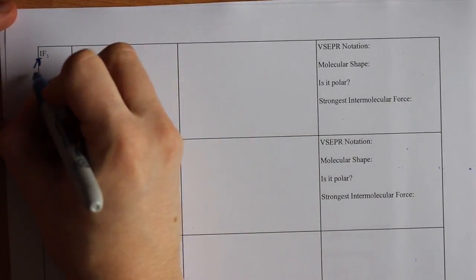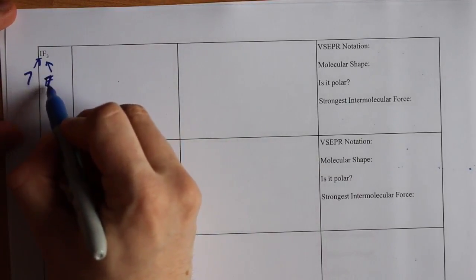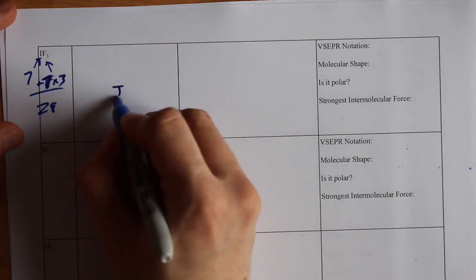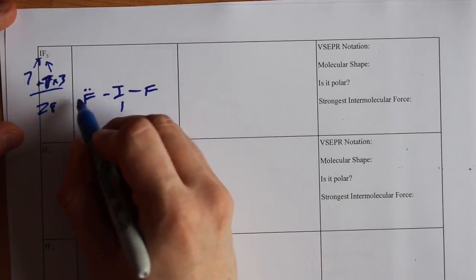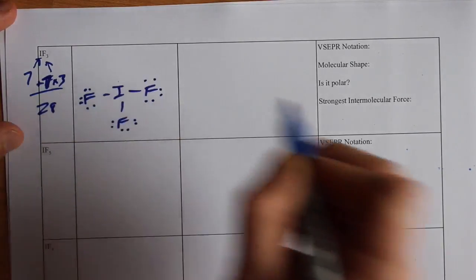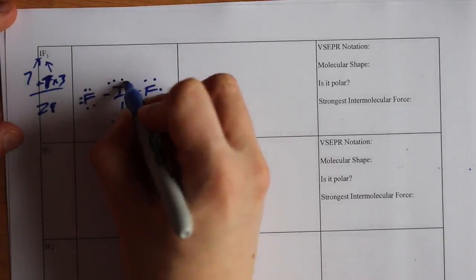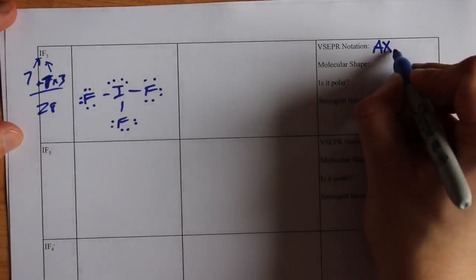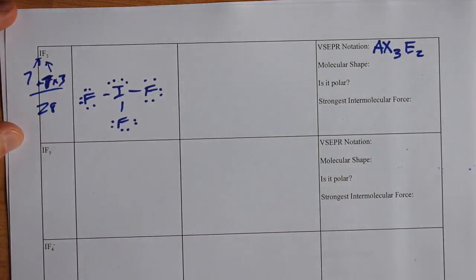Again, iodine brings 7 electrons, and each fluorine brings 7 electrons. That makes 28 total. I'm going to put my I here. I'm going to put down my fluorines, fill their octets, and once I do, that's going to be 24 electrons total. I need 28, so I need 2 lone pairs on this I. This is AX3 for 3 atoms, and E2 for 2 lone pairs.